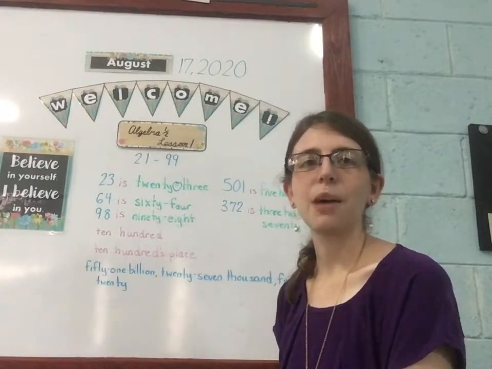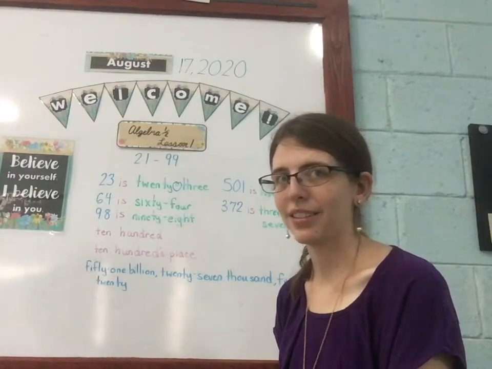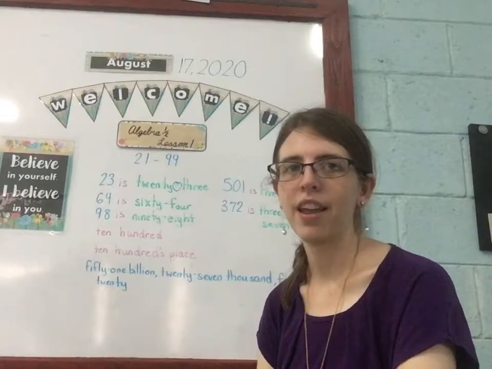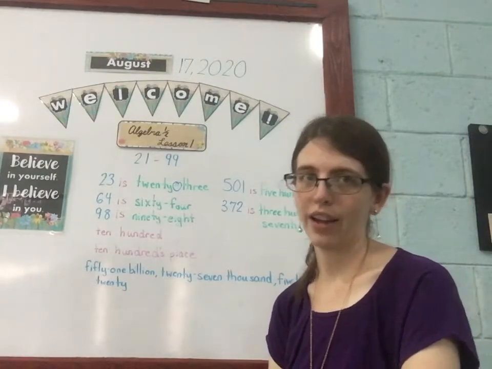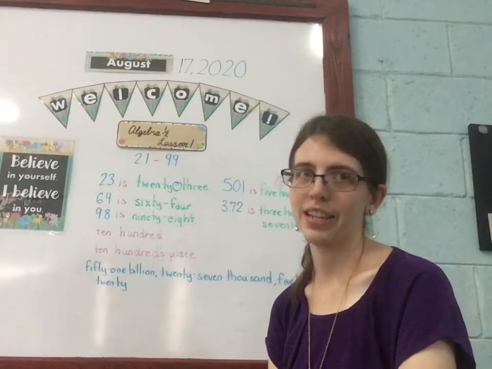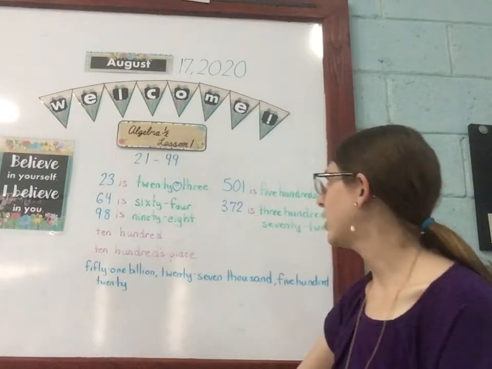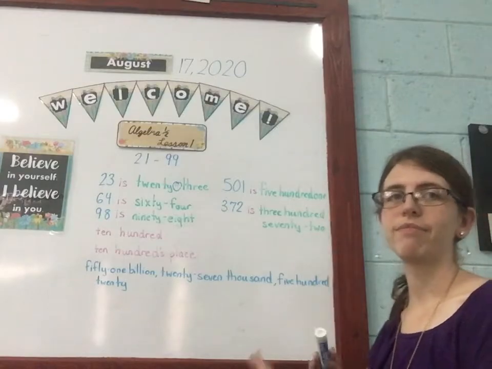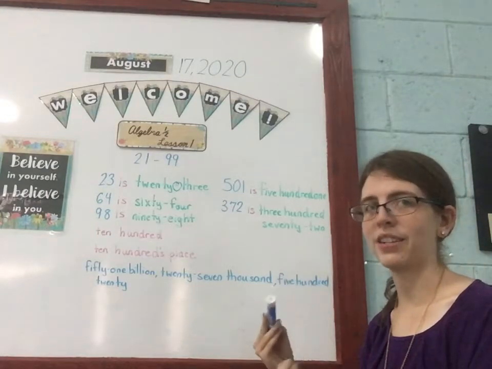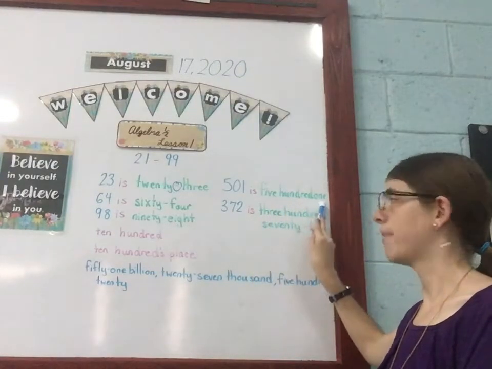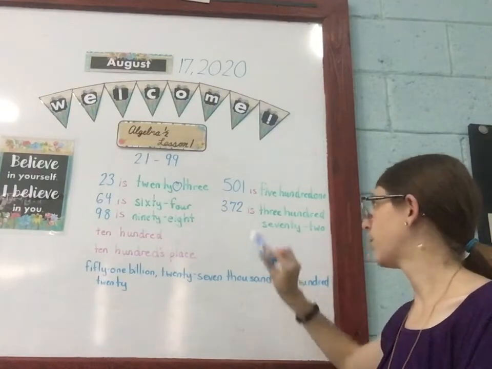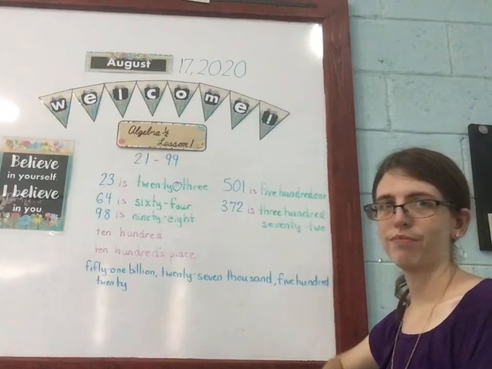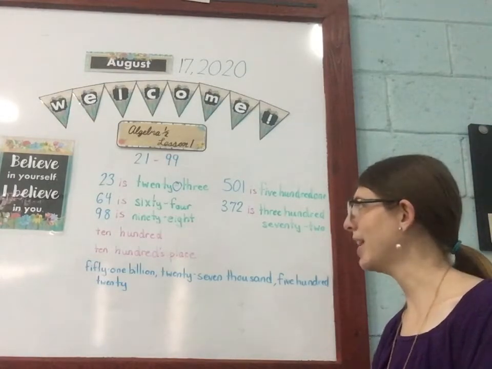When you're writing numbers that include the hundreds place, sometimes maybe you've heard someone say "five hundred and one." That's actually incorrect. You never put that "and" in there. So it really should only be five hundred one. No "and" in there. Just five hundred one. Three hundred seventy-two. And that's it. Okay?